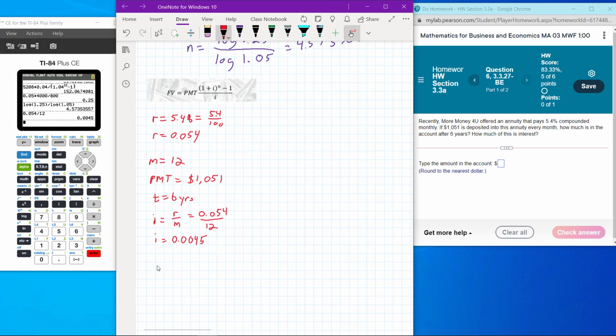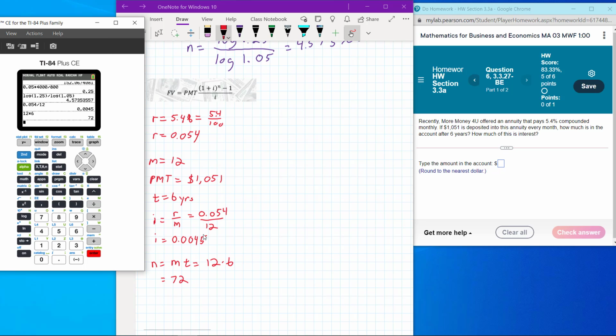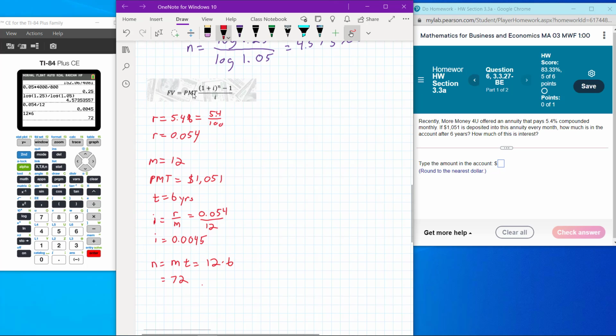So I is equal to 0.0045. Now what about N? Well, once again, N is going to be equal to our compounding frequency, or our payment frequency, which is 12, which is M, times T, which is the duration in years. Now we have that M is 12, and the duration is 6, and 12 times 6 is equal to 72. Okay, so now we know our I, we know our N, and we have our payment.